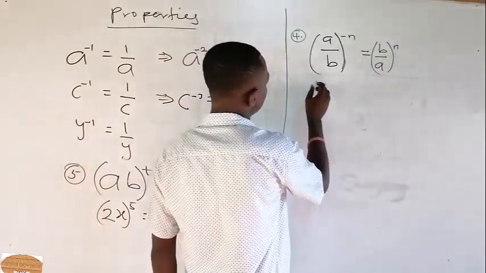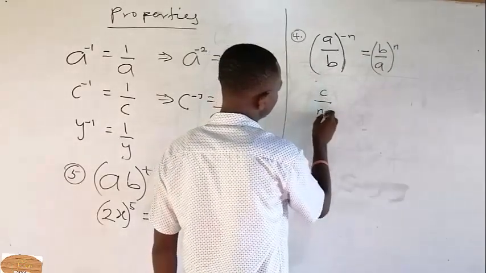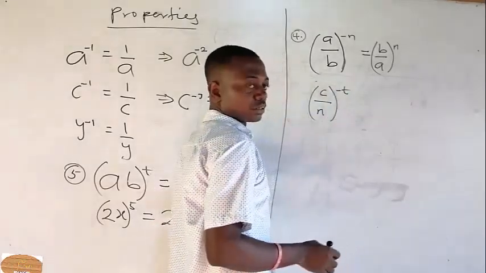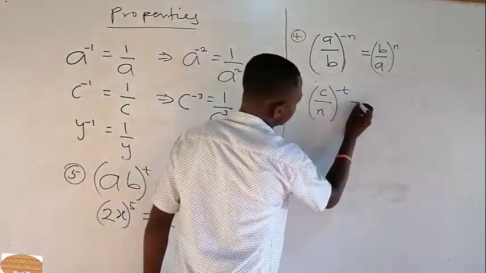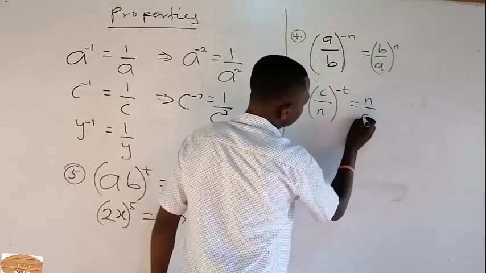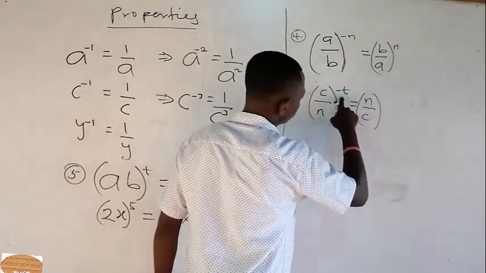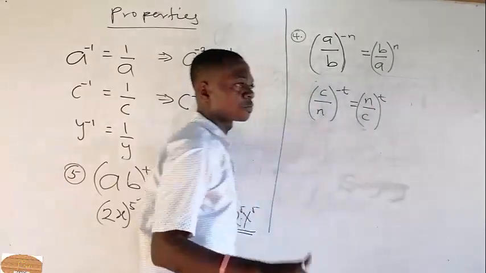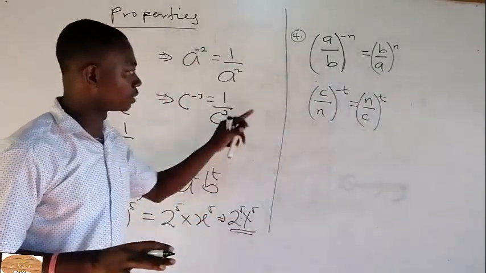Alright, so in case you have c over n all to the power minus t, this one is the same as n over c, then this one also changes. Because the moment you interchange this one, it also changes. Alright, so don't forget this one.